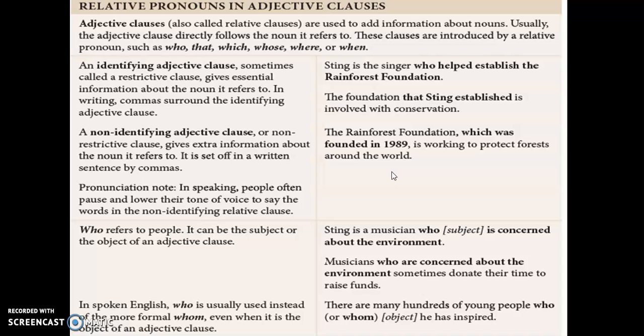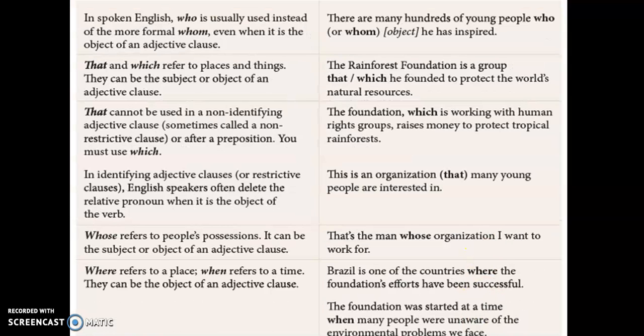In spoken English, who is usually used instead of the more formal whom, even when it is the subject of an adjective clause. There are many hundreds of young people who or whom, which is the object, he has inspired. The other part of the grammar says, in spoken English, who is usually used instead of the more formal whom, even when it is the object of an adjective clause.